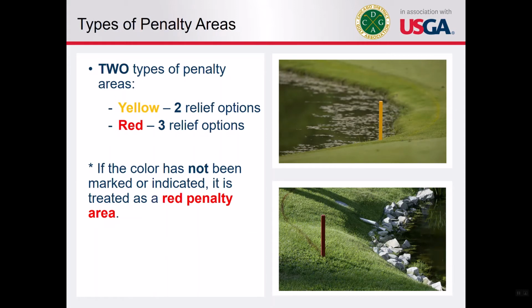There are two types of penalty areas, yellow and red. Yellow penalty areas have two options for penalty relief, and red penalty areas have an additional third option. If a color isn't indicated for a penalty area, it's treated as being marked as red.